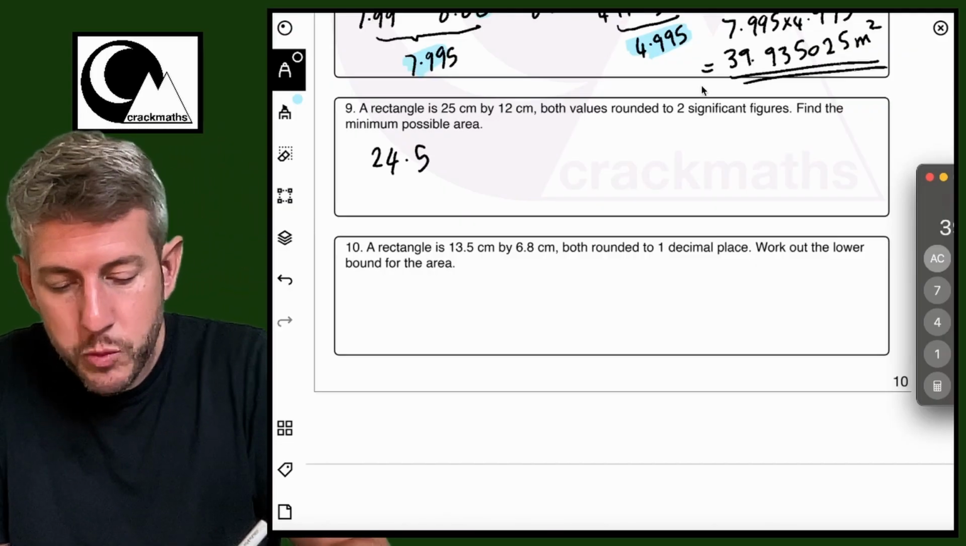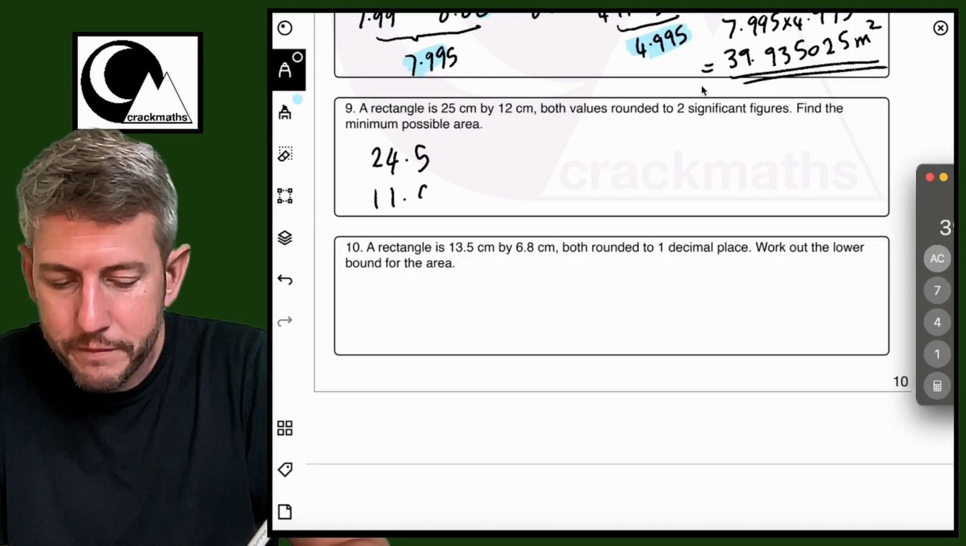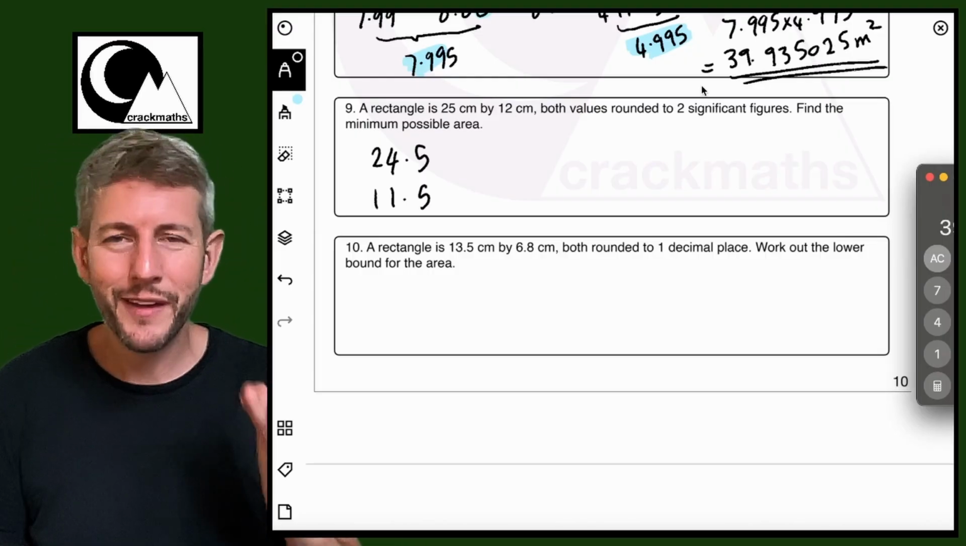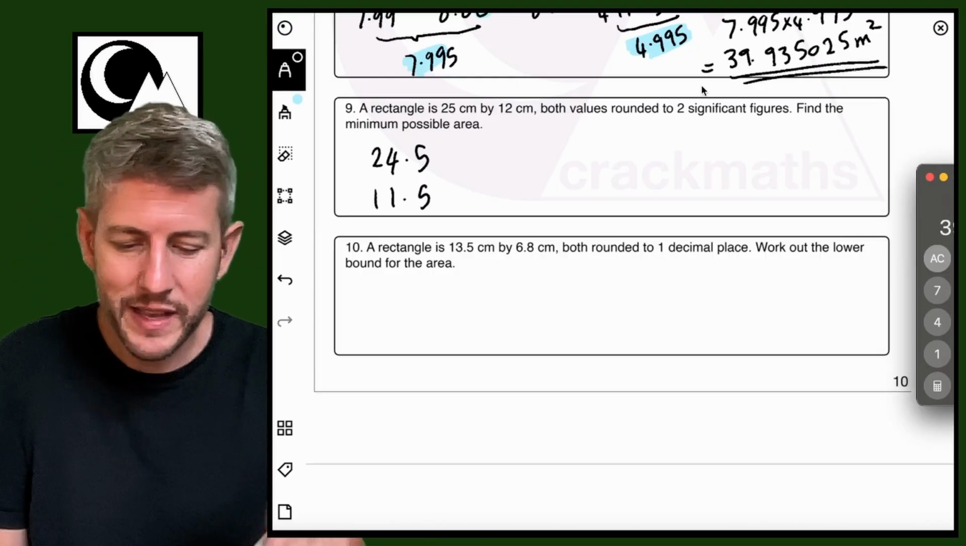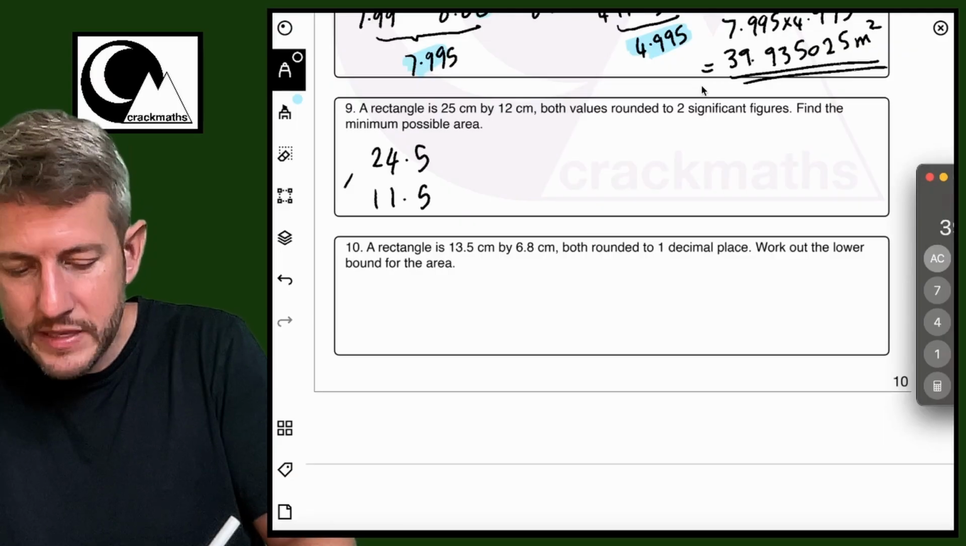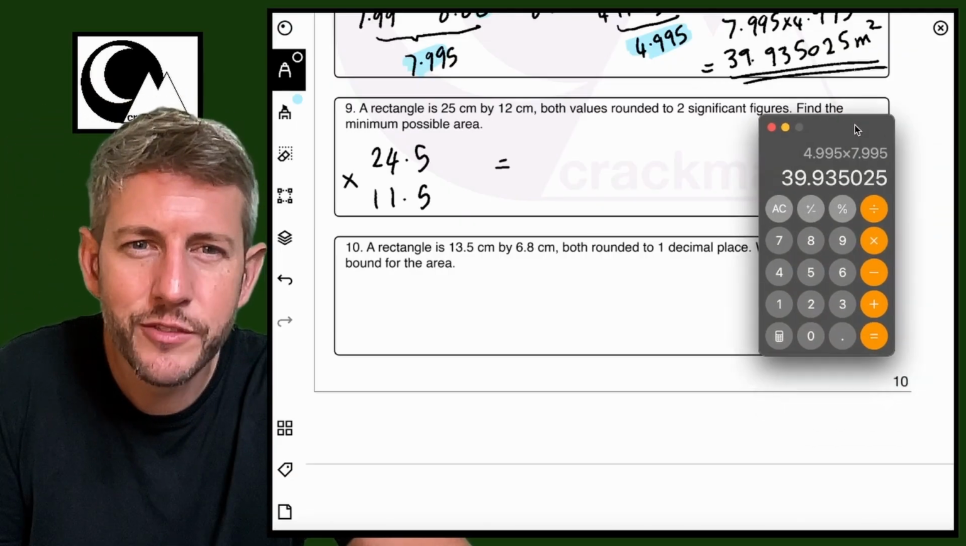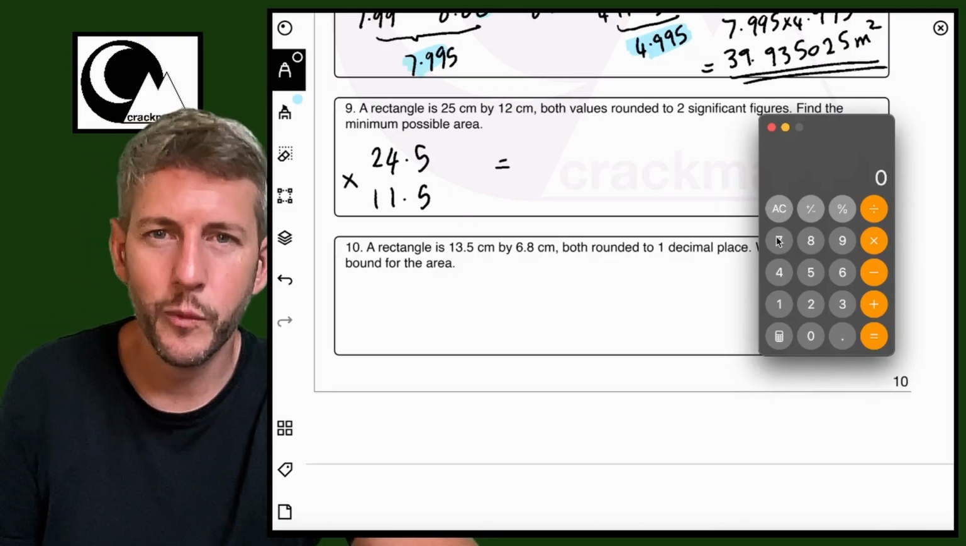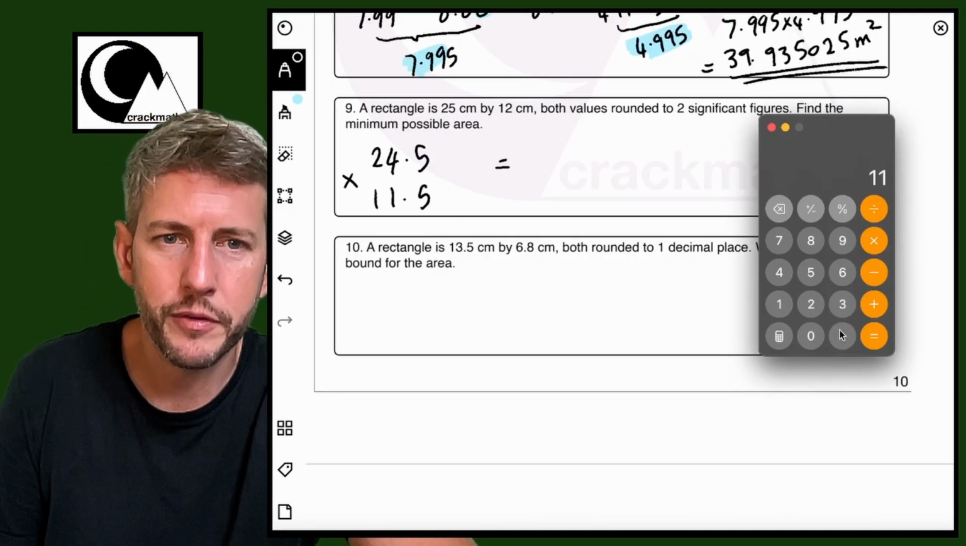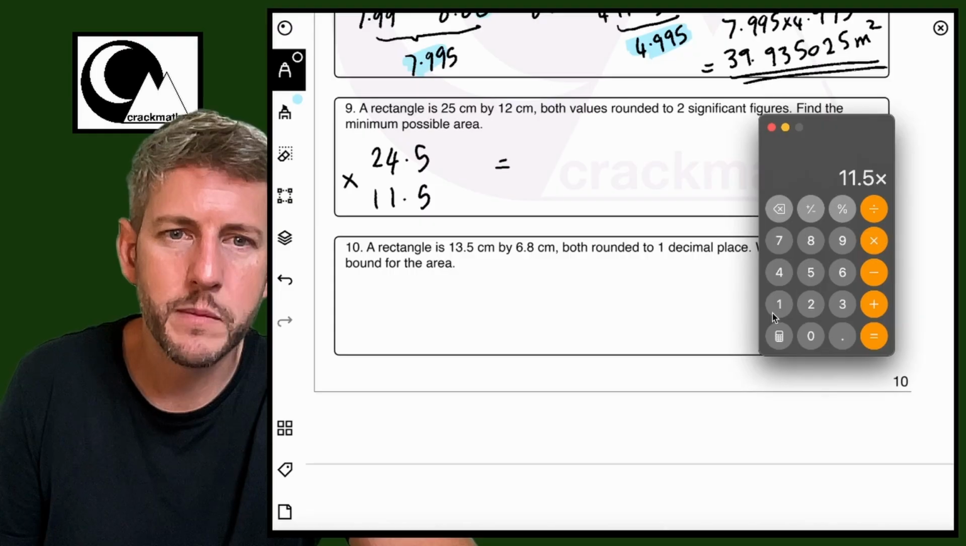The lower bound for 12 is going to be 11.5 because that's the lowest value that would round to 12 to two significant figures. So then we just need to multiply these things together and find out what that is. Again, let's use the calculator. So we have got 11.5 times 24.5.